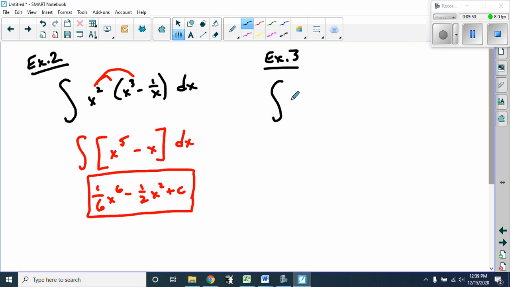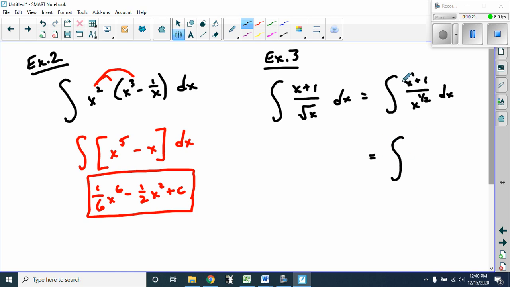Example 3 asks for the integral of x plus 1 over root x dx. I'm going to rewrite that root x as x to the 1/2. Divide. When we divide, we subtract exponents. So we have x to the 1/2 plus 1 divided by root x is x to the negative 1/2.